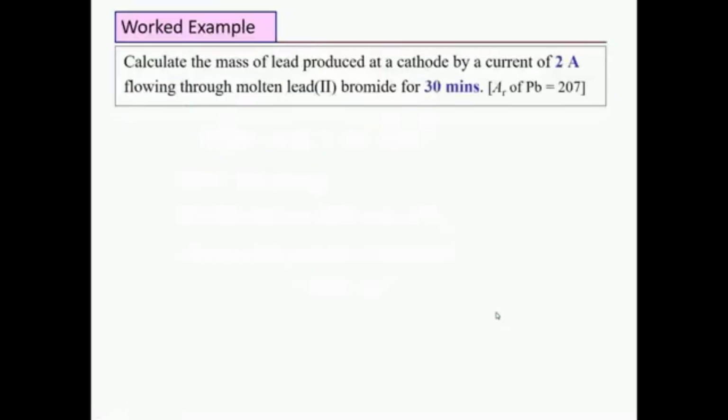Now let's look at the next worked example. Here you're asked to calculate the mass of lead produced at a cathode by a current of 2 ampere flowing through the molten lead bromide for 30 minutes. This is the electrolyte, molten lead bromide. So the ions present are just the Pb2+ and the Br minus anion.